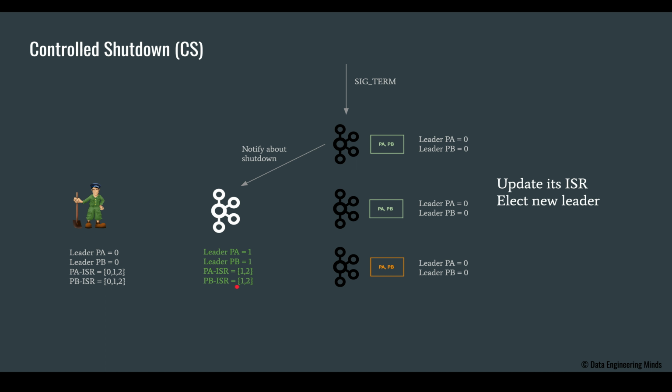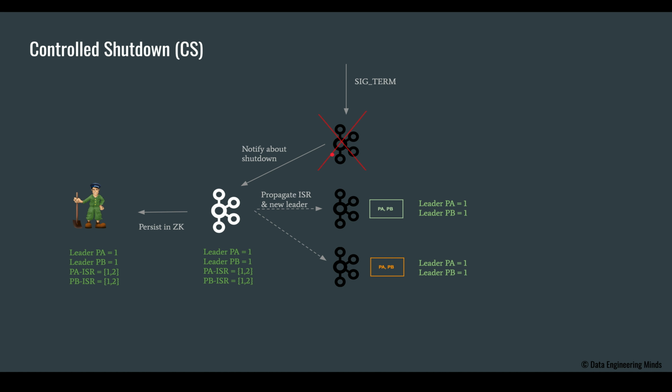Once this is done, the controller will then persist this information for both these partitions one by one inside the Zookeeper. So once this persistence is over, then the controller will propagate the information about the new leaders and the ISR information to all the brokers one by one. And finally, the controller will ask the broker to shut down, and then this broker 0 will shut down.